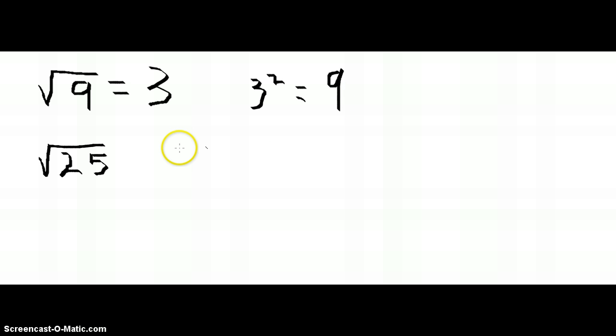So let's look at the square root of 25. The square root of 25, we think, what number times itself equals 25? So we know that number is 5, because 5 times 5, or 5 squared, equals 25.